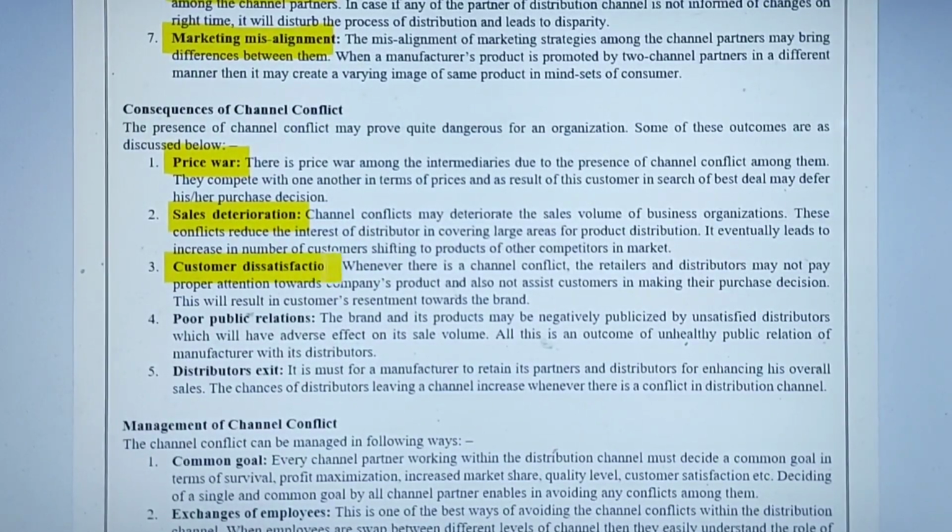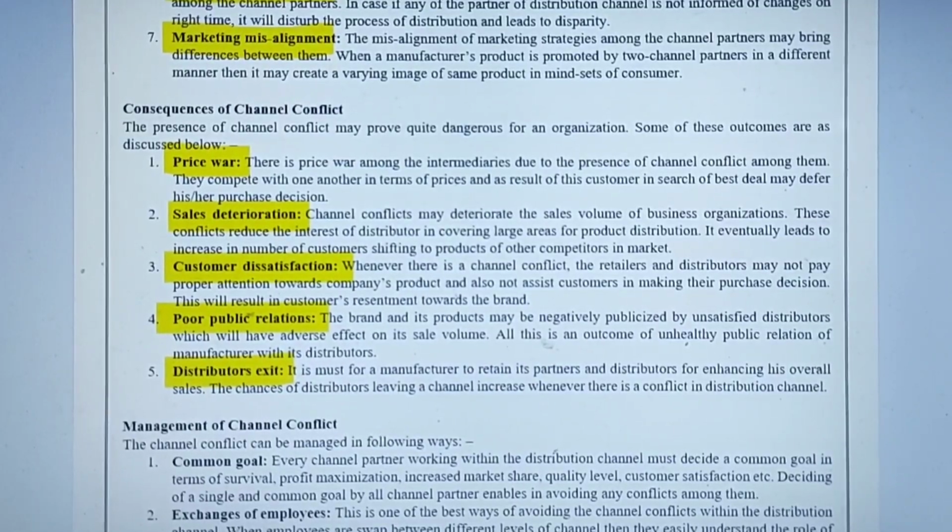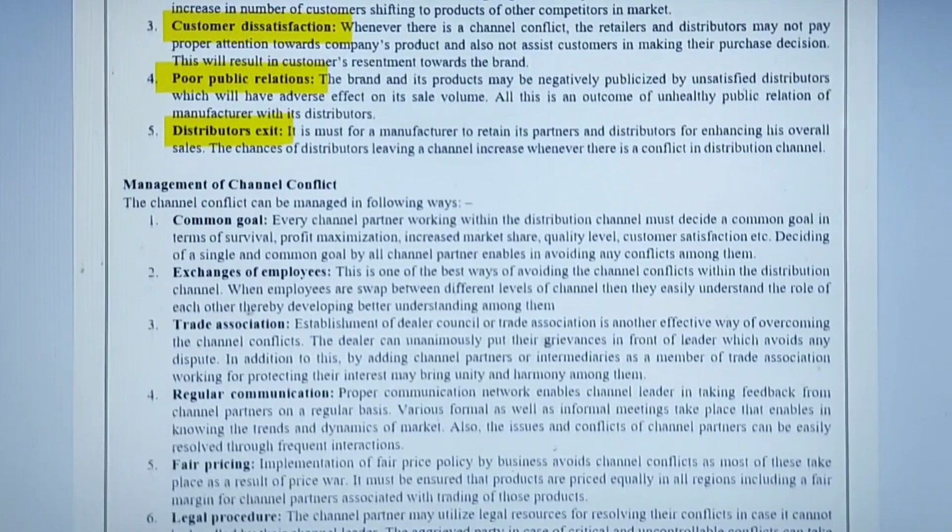The customer will be dissatisfied, and that would result in a bad reputation of the company, and poor public relations. That again hampers the goodwill, and distributors exit. That means a lot of dealers and distributors may exit from the channel due to conflict.